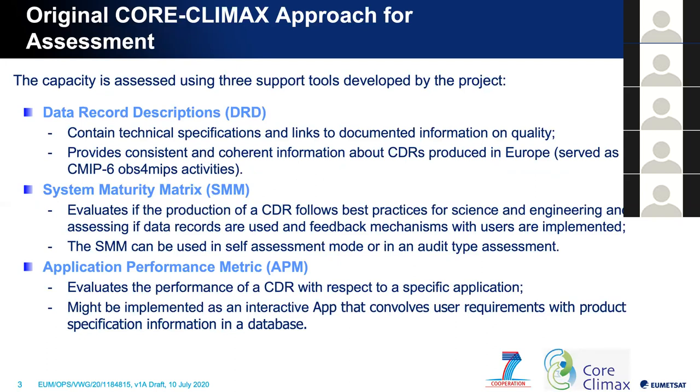So in one of the EU projects called Climax, we had invented what is called the system maturity matrix, but this was only one part of a capacity assessment that had three parts. The first thing that you actually need is a good description of data records. So you need to really collect all the technical specifications, and you need to do this in a homogeneous fashion. At that time, we took as an example the obs4MIPs activities for CMIP6 to write such descriptions.